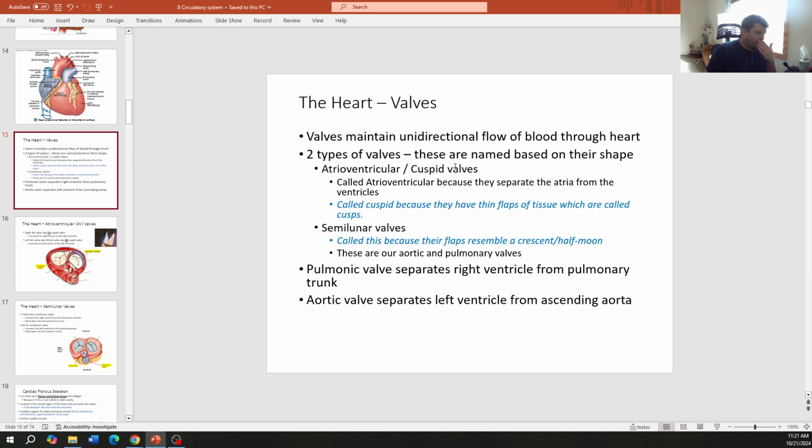They're called atrioventricular because they separate the atria and the ventricles. Or they're called cuspid because they are made up of these thin flaps of tissue, which are called cusps. So AV, cuspid, that's the valves that we're talking about. Or semilunar, and that's because their shape resembles a crescent or a half moon. I personally don't really see this, but that's why they call it a semilunar valve. Sometimes the early history of anatomy, the people naming stuff, didn't always do the best job, in my opinion.